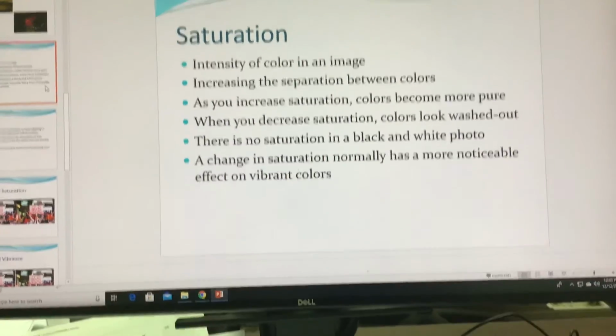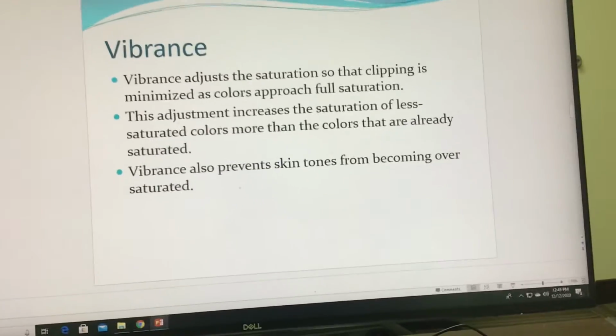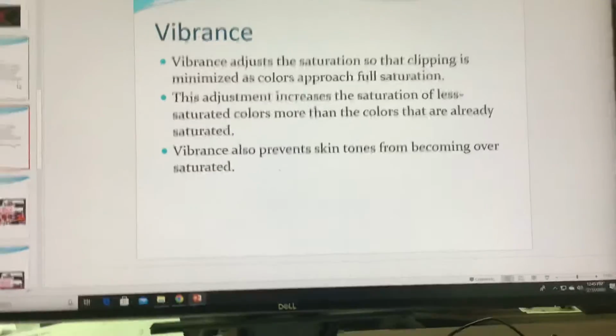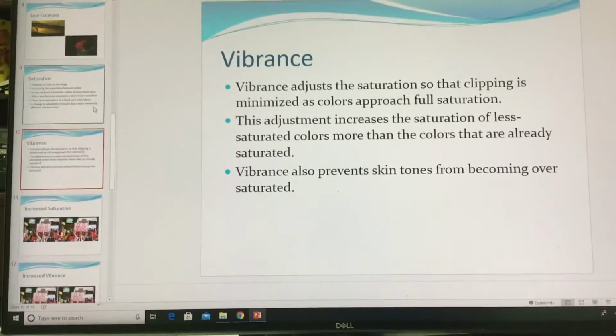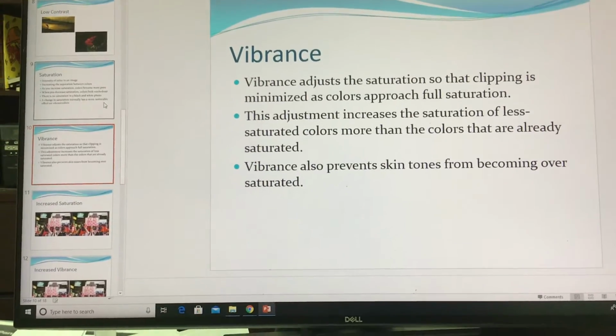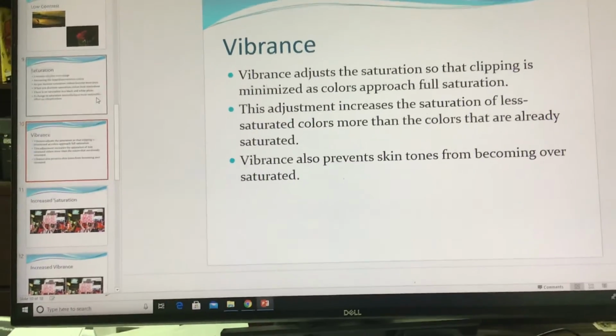Vibrance prevents what from becoming oversaturated? Vibrance generally prevents skin tones from becoming oversaturated, so people don't look super pink or super red in their photos. What 4 factors discussed in class can affect sharpness?